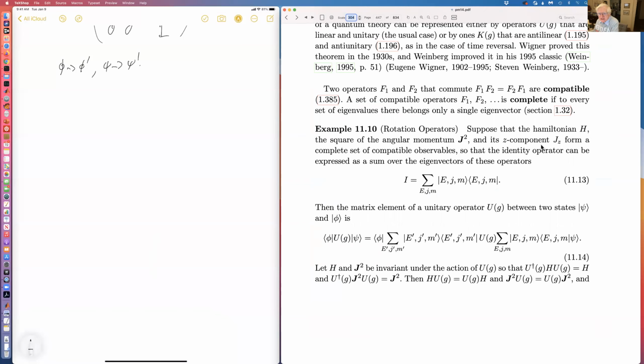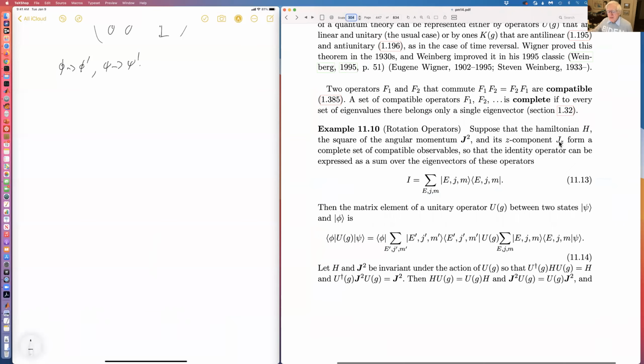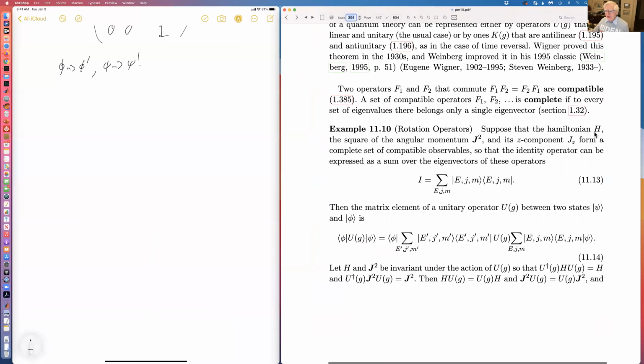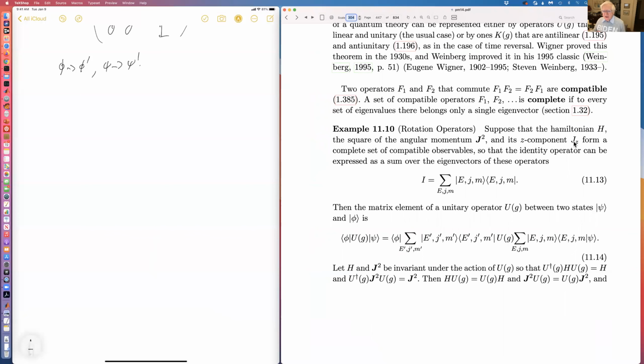That means they commute with each other. JZ is one component of a 3-vector, but J squared and H are scalars. If the Hamiltonian is invariant under rotations, then JZ commutes with H, and J squared typically would commute with H. In fact, I could have used L squared and LZ here. Probably should have, actually.